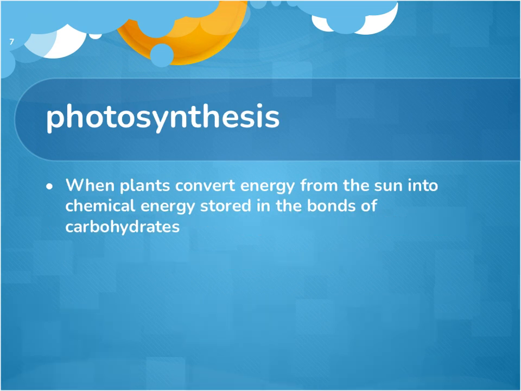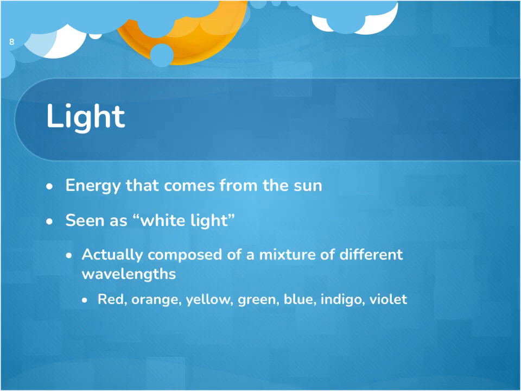So this process that plants use, called photosynthesis, is when plants convert energy from the sun into chemical energy and store it in carbohydrates. So photosynthesis literally translates into photo, meaning light, and synthesis, to make something. So we use photosynthesis to make sugars. Light is the form of energy that comes from the sun to the earth.